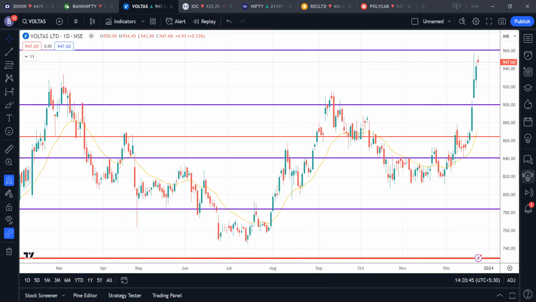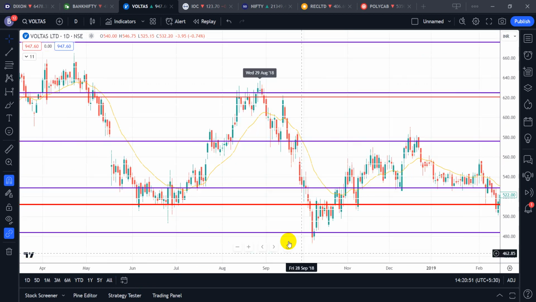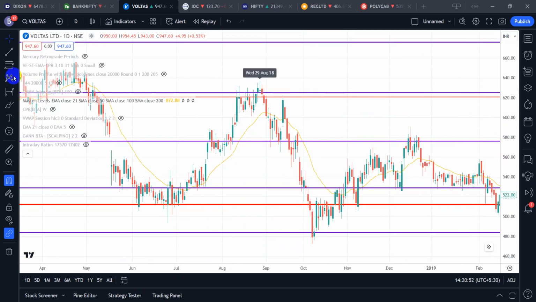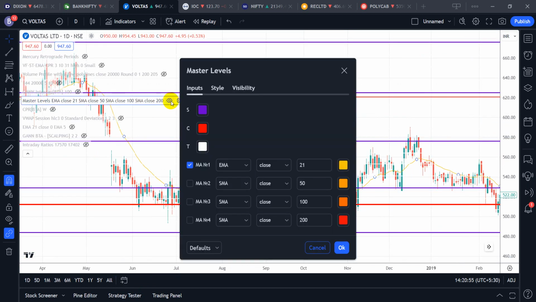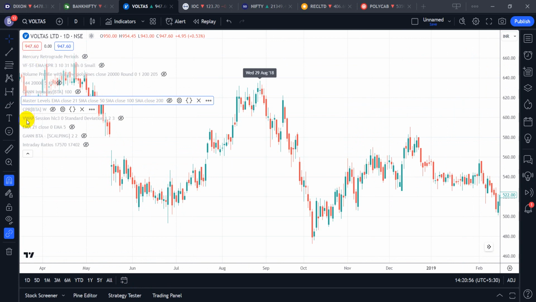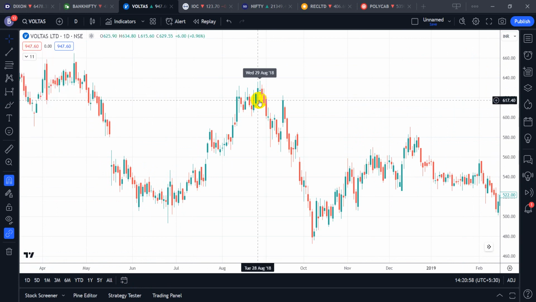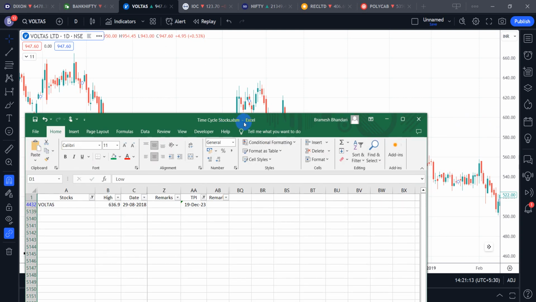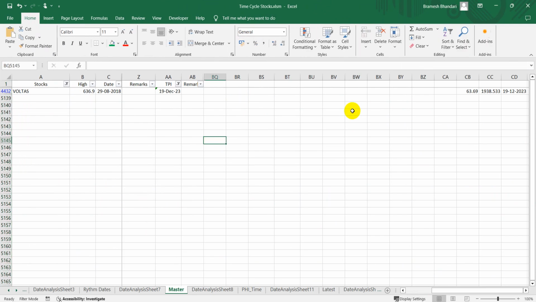Now what we have to do is, suppose I go back to 2018 when Voltas made a major top. Let me first hide this. Voltas made a major top on this day. It made a high of 1636.9 on 29th August 2018. Now using this price and date as an input, we'll try to capture the next important date. How do we do that?